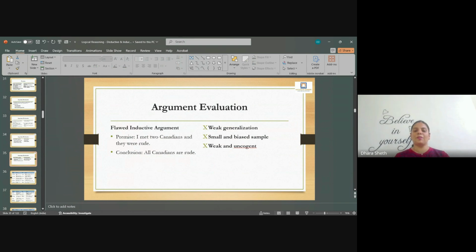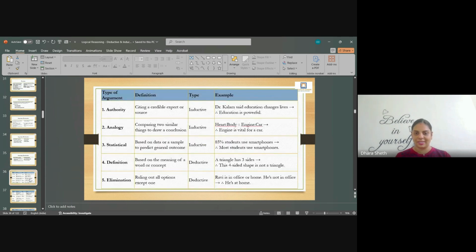Now, types of arguments. We have understood what an argument is. There are premises, there is a conclusion. But now when we are talking of different kinds of arguments, there are several kinds and there are questions asked based on what kind of argument it is. So we need to know, you will be able to understand it just using basic sense.